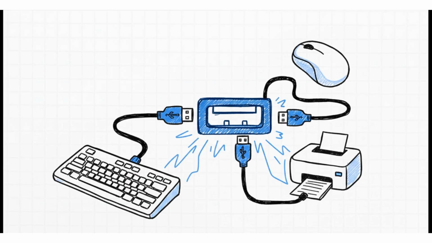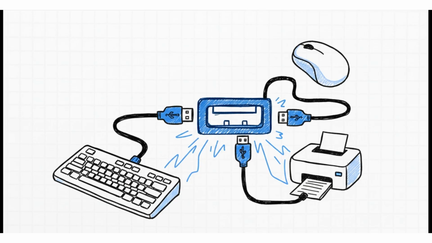A USB port. Think about it. You've got a mouse, a keyboard, a printer. They are totally different devices. They share zero blueprints, but they all plug into your computer and just work. Why? Because they all agreed to follow the same USB contract.